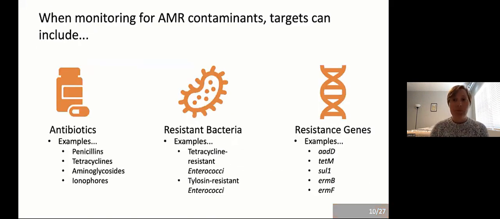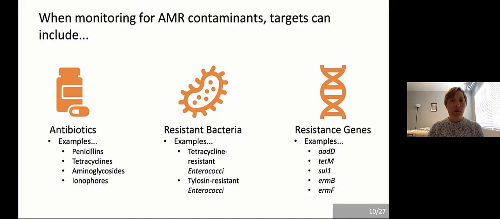So to wrap up all of this background information, and before we get into discussing the research projects that I promised we'd talk about, I also just wanted to quickly go over the kinds of targets that we use for detecting AMR in the environment. These targets can typically be separated into three categories that each have their own pros and cons. And so the first type is just the antibiotics themselves.